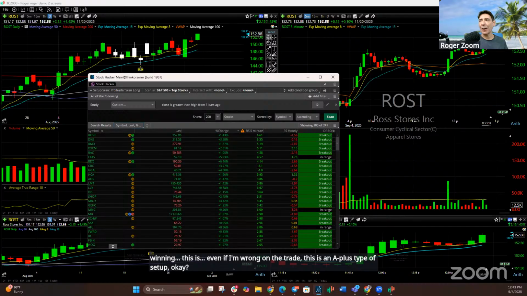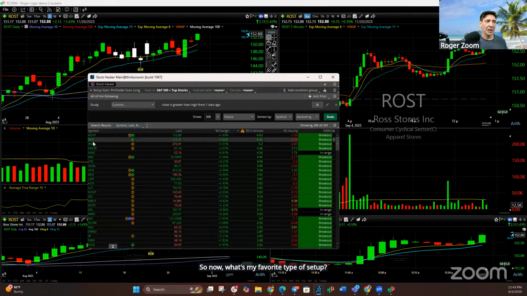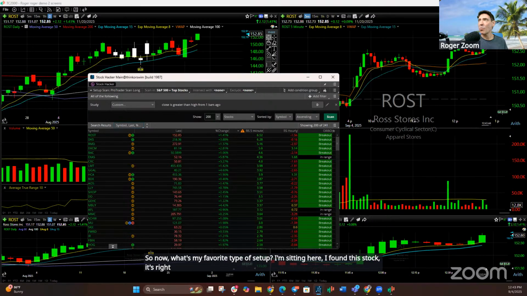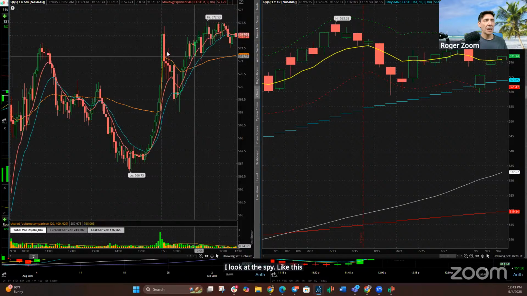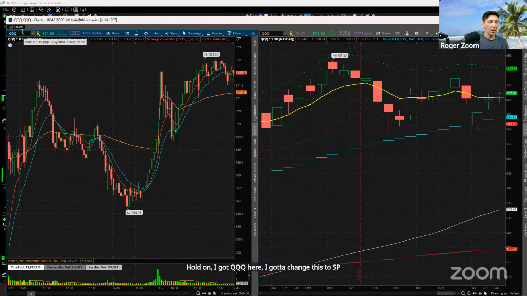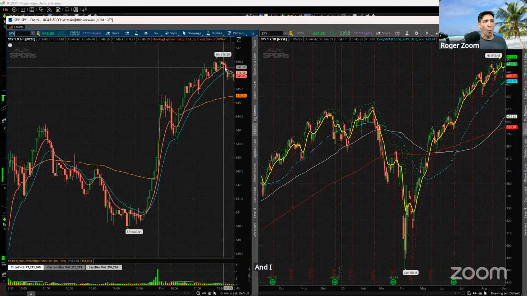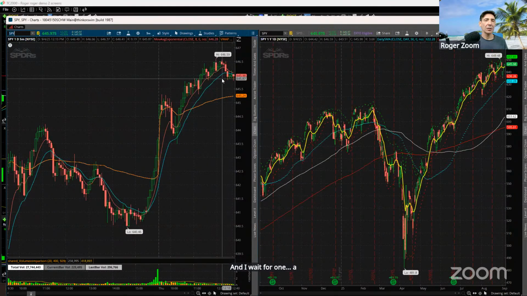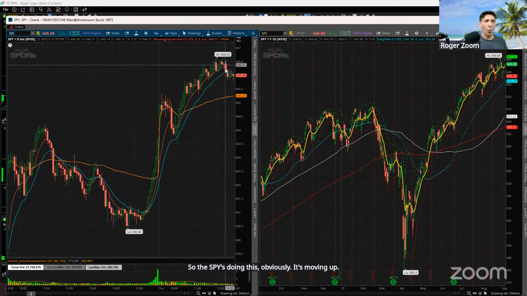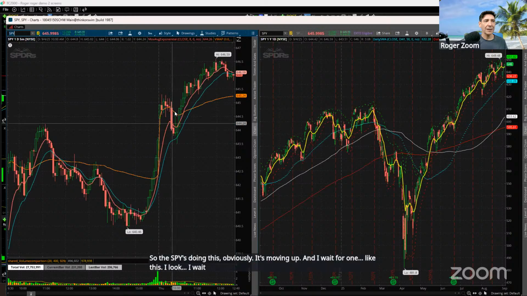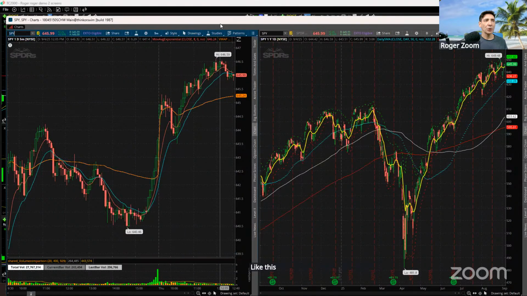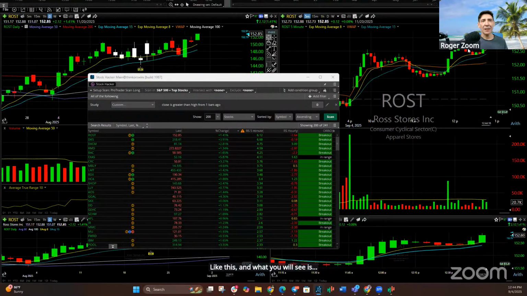Okay. So now, what's my favorite type of setup? I'm sitting here. I found the stock. It's right here. I look at the SPY like this, and I want to see... Hold on, I got QQQ here. I got to change this to SPY. And I wait for a solo candle on the SPY. So the SPY is doing this, obviously. It's moving up. And I wait for a candle like this. And what you will see is you'll see a stock like this do something like this.